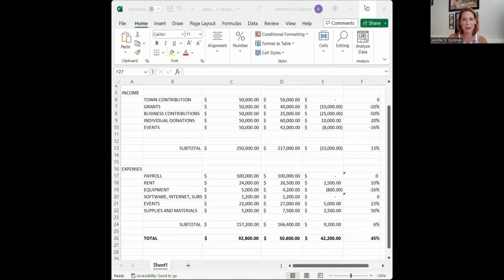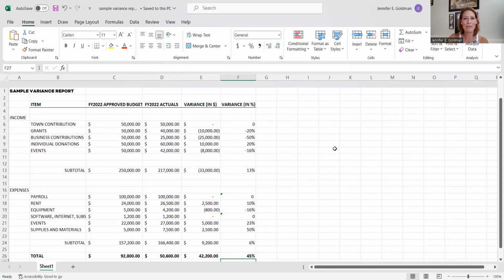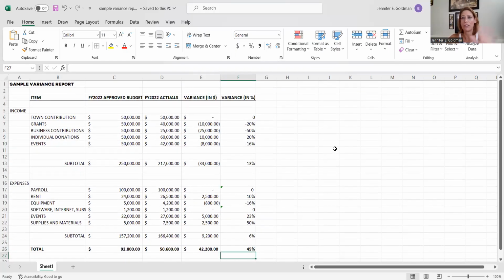I'll make this bigger. Okay, so I created a really simplified, oversimplified variance report here, just so I could explain it to you briefly. Yours is going to have many more lines than this, I assure you. What you see here is several columns, the items by income and expense. Then we have the fiscal year 2022 approved budget. I use that year because I know some of you have a fiscal year July to June. So you're now in fiscal year 2024, but some of you use the calendar year.